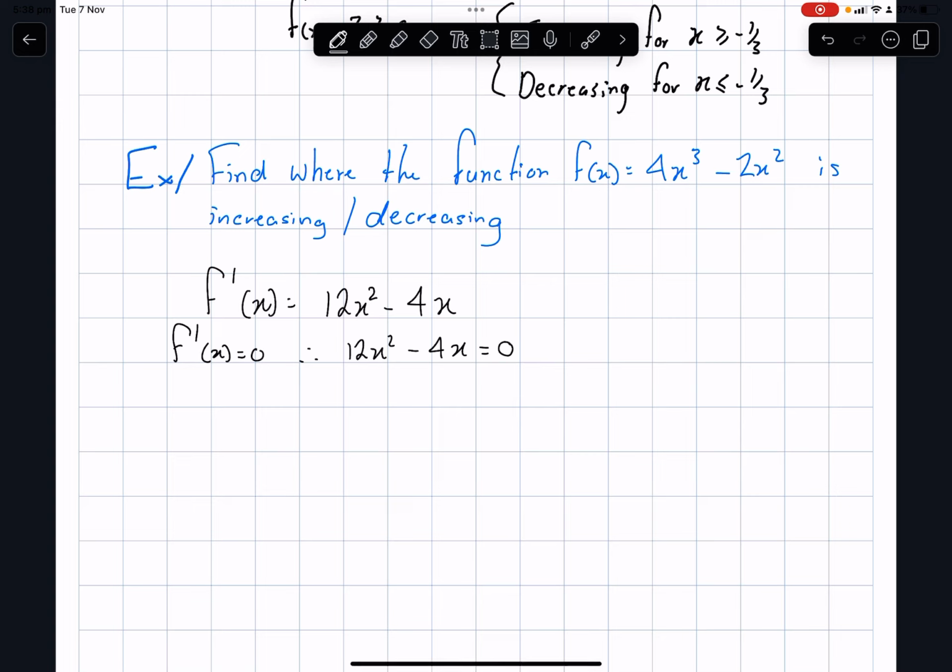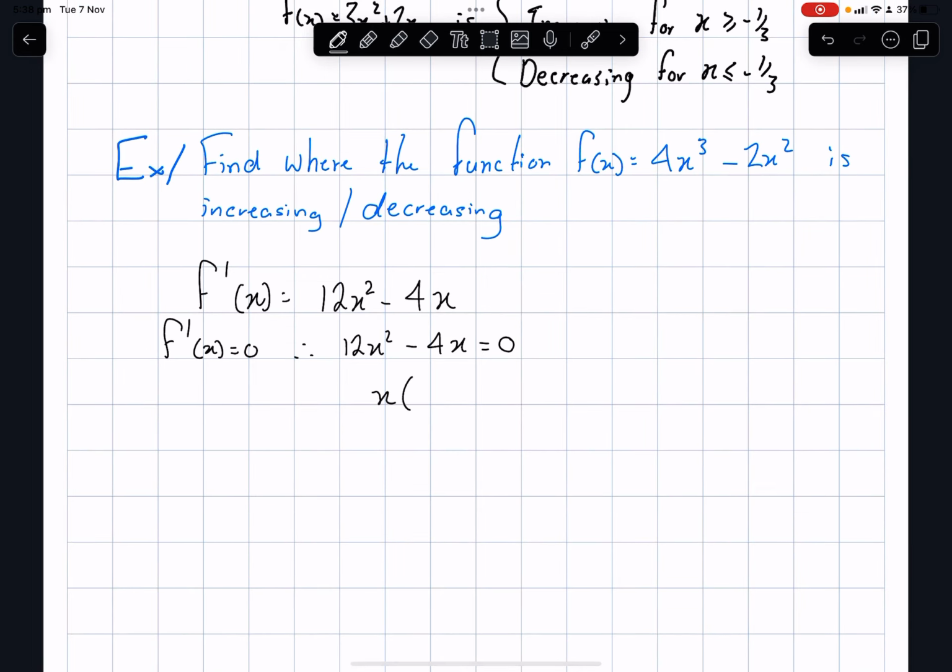You can use your calculator to factorize this. I'm just going to do it by hand for now just to make it a bit quicker. So I'm going to pull an x out the front. I'm left with 12x take 4. We can even take out a factor of 4. So let's go 3x take 1 and take out a 4 there. So that equals 0.